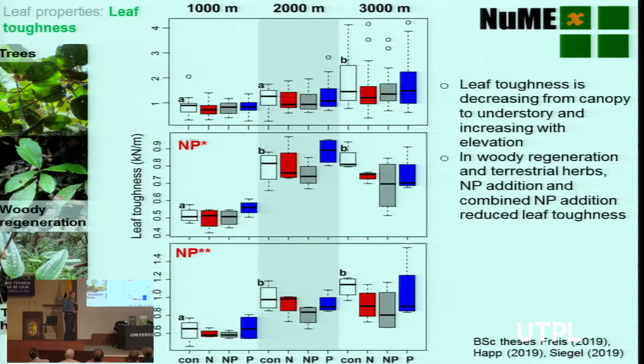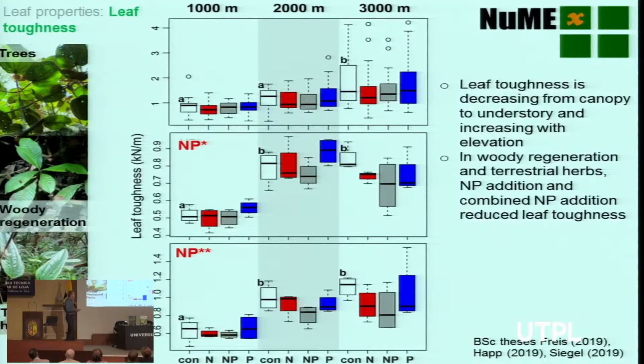Next parameter is leaf toughness. And you see here only effects of combined N and P addition in the understory, in the 2 different life forms. And in this case, a negative effect. So leaves become less tough where we add N and P. No effect in the canopy. In the canopy, there's an increase in toughness with elevation, and it's the same in both other life forms.